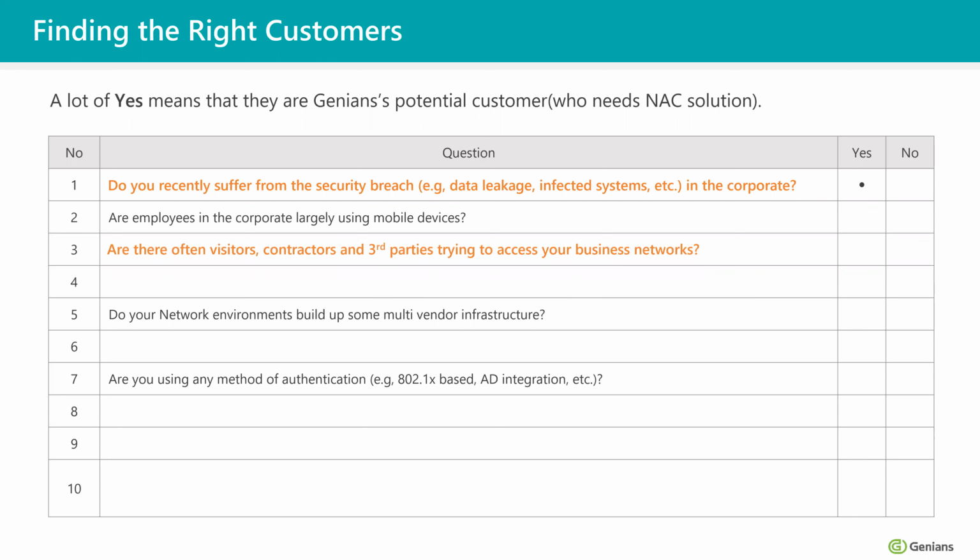Second, are there often visitors, contractors, and third parties trying to access your business network? The main reason I bring this question up is that some surveys show unexpected visitors or third parties have been a main factor causing accidents. There are still many companies maintaining no management for third parties or visitors. It means that the third party and the visitor can get access to business critical applications and data.